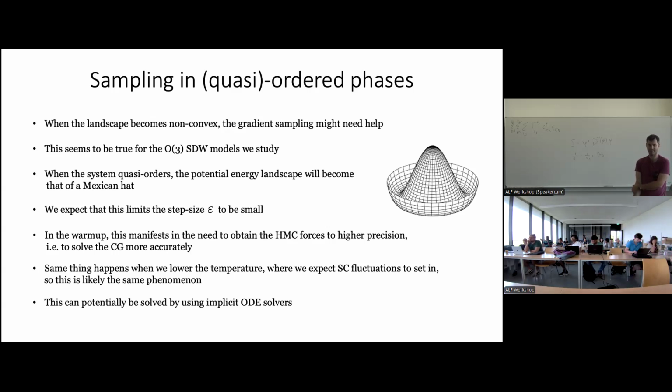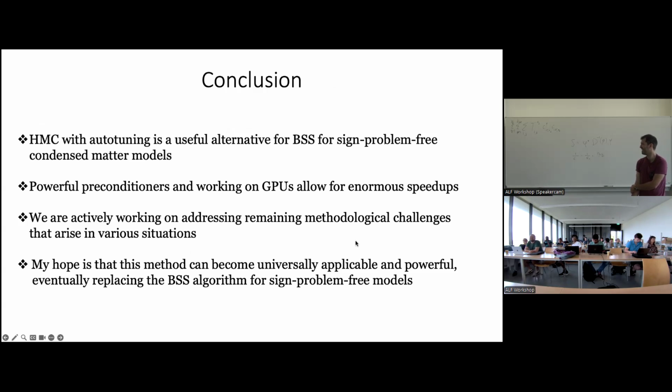Okay, maybe I'll just conclude. HMC with auto-tuning, in conclusion, is a useful alternative to BSS for sign-problem-free condensed matter models. And having powerful preconditioners and working on GPUs allows for enormous speedups. We're actively working on addressing remaining methodological challenges that arise in various situations, to try to shore up all the different cases where this is applicable. My hope is that this method can become universally applicable and powerful, and maybe even eventually replace the BSS algorithm for sign-problem-free models, but not soon.